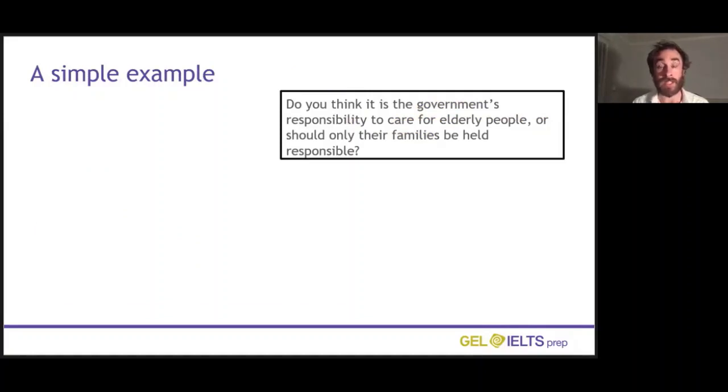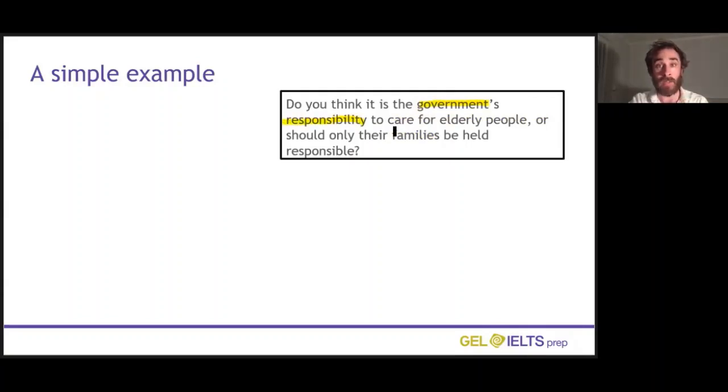Now we're going to look at an example of this structure in response to an IELTS question. So let's read the question. Do you think it is the government's responsibility to care for elderly people, or should only their families be held responsible?